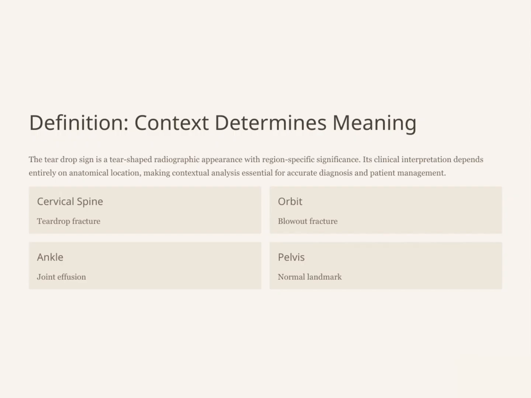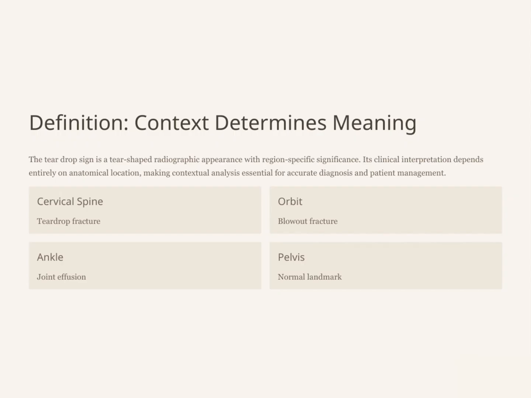For example, in the cervical spine, a teardrop fracture indicates a specific type of injury, often a fracture of the anterior vertebral body caused by trauma. Moving to the orbit, a teardrop shape might suggest a blowout fracture, which involves the orbital floor or wall. In the ankle, the same shape could represent joint effusion, which is fluid accumulation within the joint, an entirely different issue. And in the pelvis, the teardrop is often a normal landmark, a key anatomical feature that helps us orient ourselves in imaging.